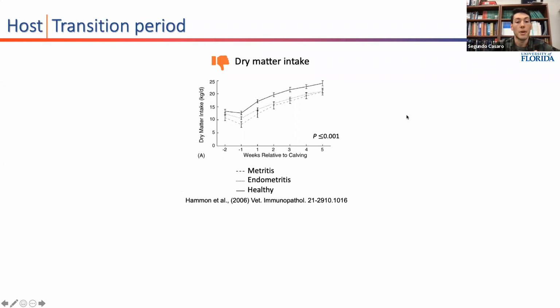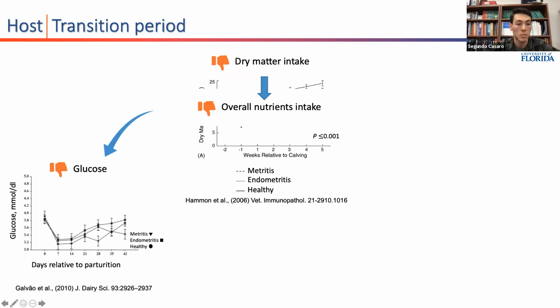And this decrease in dry matter intake is going to cause an overall decrease in nutrients. Within these nutrients, there's going to be a decrease in blood glucose. This decrease can be seen in both cows that will develop metritis and cows that won't. This is important because phagocytes use extracellular glucose for phagocytosis and for extracellular killing. They also use intracellular glycogen for chemotaxis when they don't have glucose available.